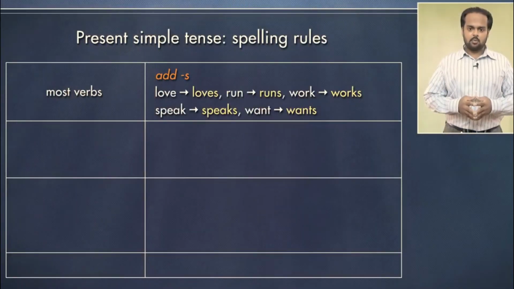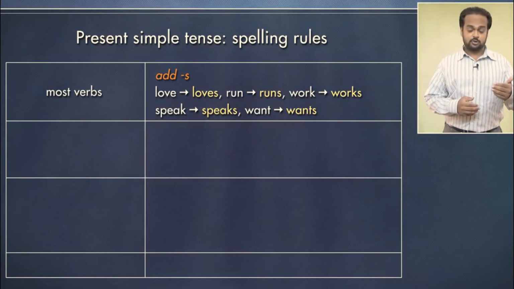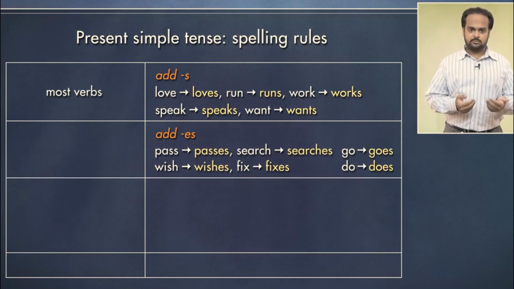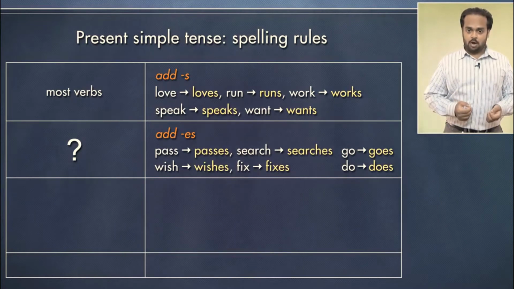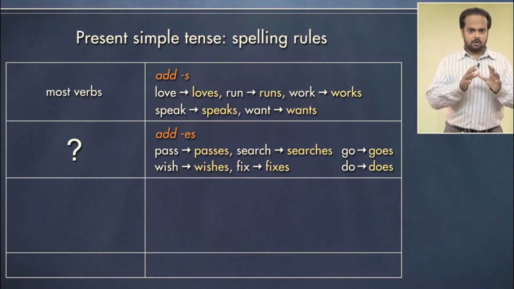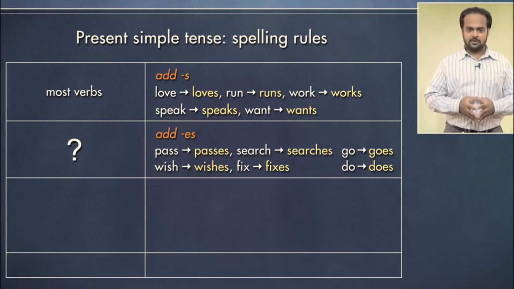To most verbs, we just add s. So verbs like love, run, work, speak, want, etc. just take an s at the end. To some verbs, we add es. Verbs like pass, wish, search, fix, go, and do. But why is that? Can you guess the rule?